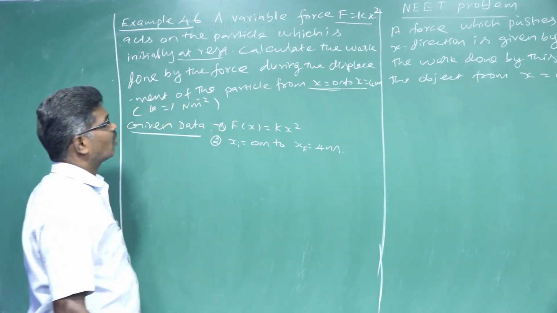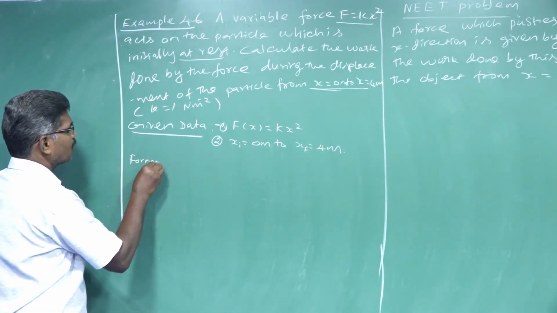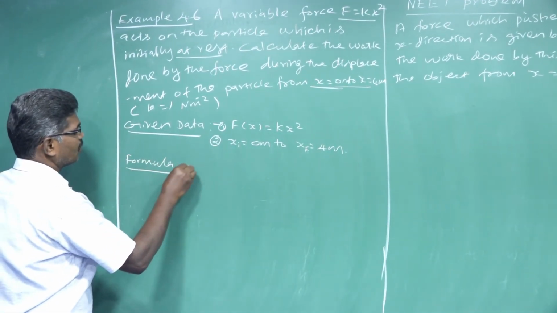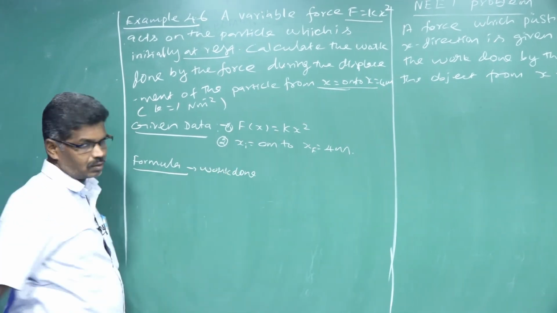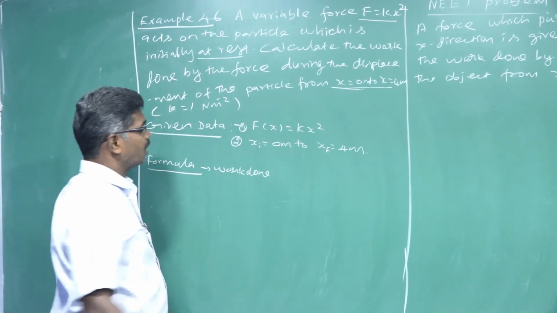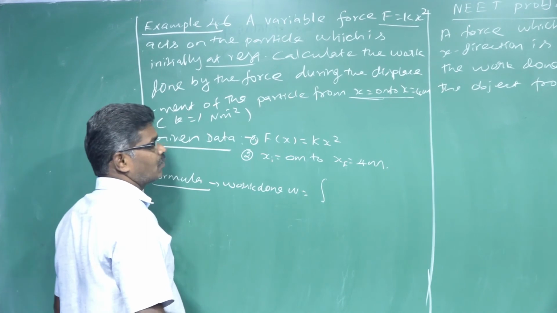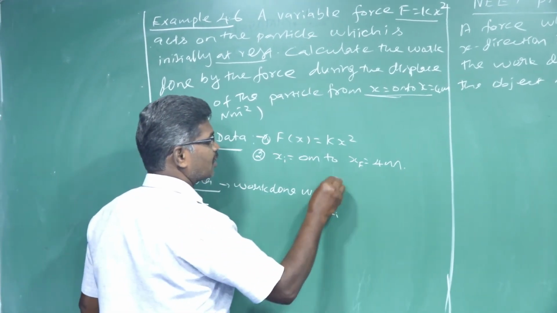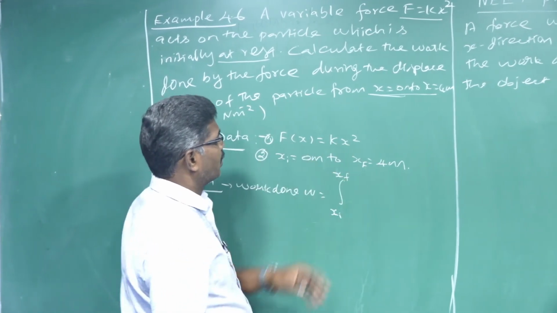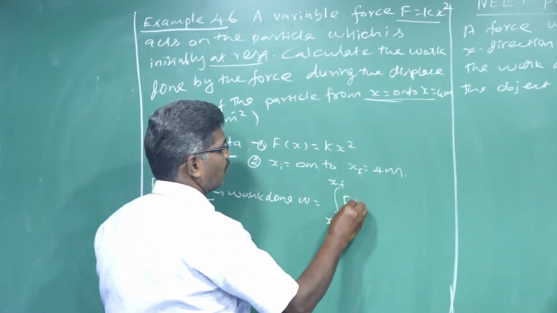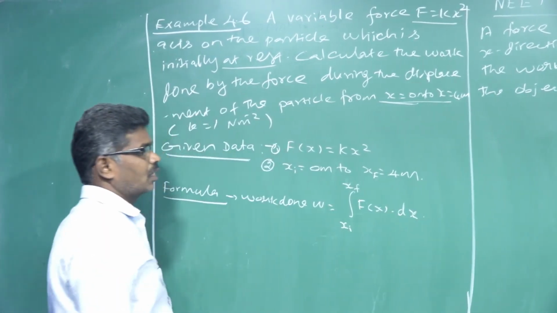What is the formula for work done? That we want to calculate. This is the work done. Total work done we want to calculate. There we want to use the integration function. W is equal to integral from where to where? Xi to Xf, from 0 meter to 4 meter, F of x into dx.